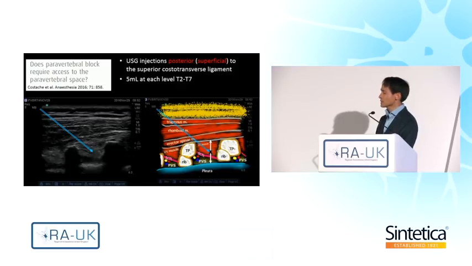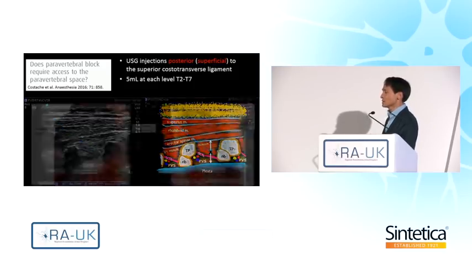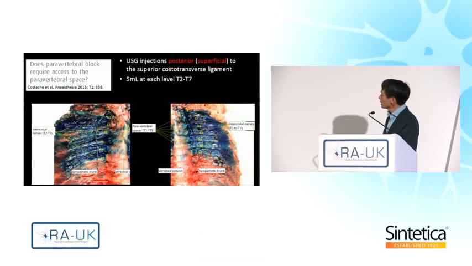So they did a cadaveric investigation, and they found that if they injected just posterior, which is superficial, to the costotransverse ligament, so normally we would want to be there, which is where the paravertebral space is, and see the pleural deposit. They were actually injecting in the muscle just above that. They did this investigation as single, multiple injections at each level between T2 to T7 in a cadaver. And this is what they found.